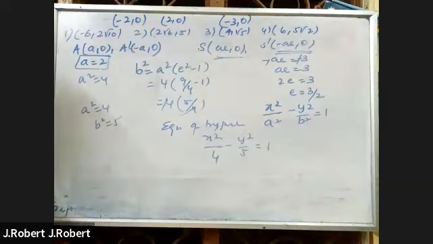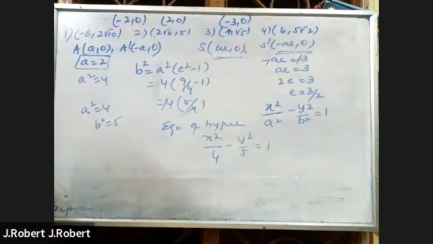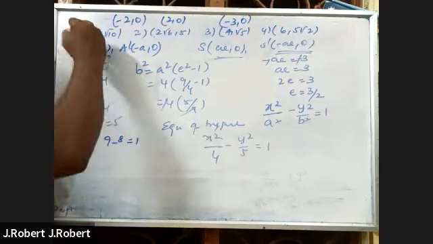Now substitute the given points one by one. First, I have to take (-6, 2 root 2). In the question, which one of the following points does not lie on this hyperbola? So we have to find the point that does not lie. Now take (-6, 2 root 2). -6 square is 36. 36 by 4 is 9, minus (2 root 2) square, 8, into... 45 by 5, which is equal to 1. This satisfies.